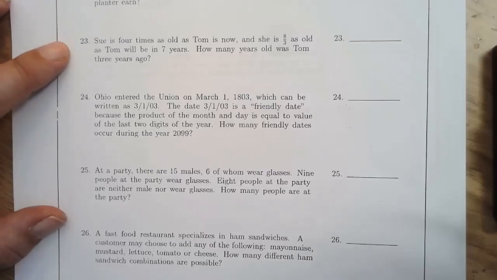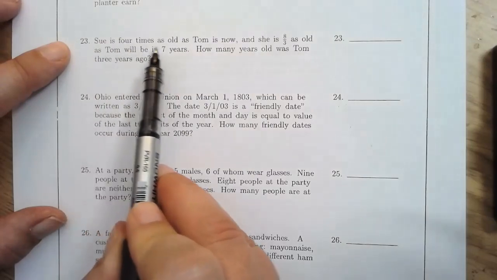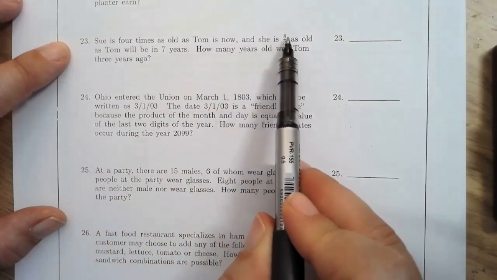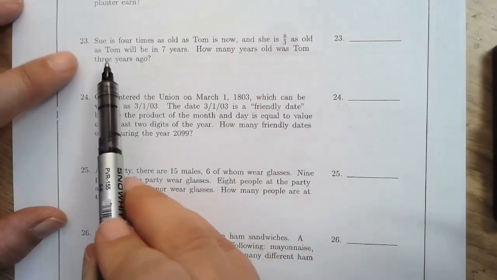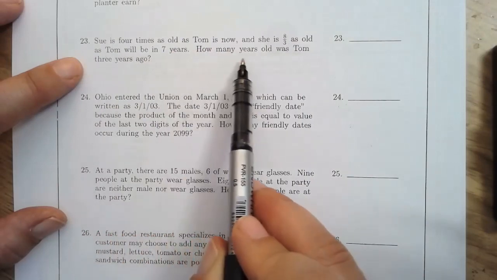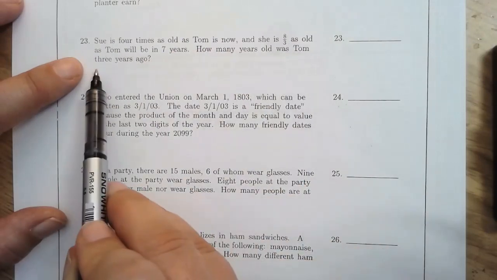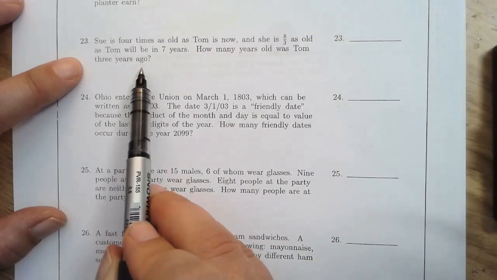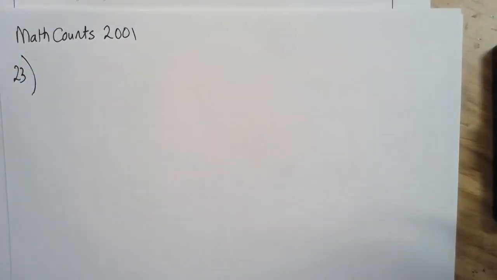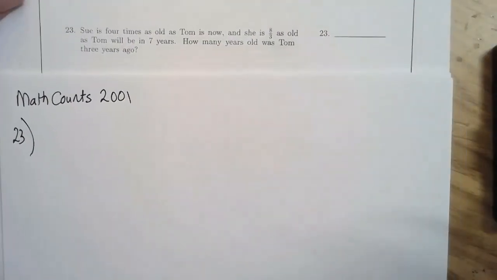Question 23. Sue is 4 times as old as Tom is now, and she is 8/3 as old as Tom will be in 7 years. How many years old was Tom 3 years ago? Lots going on in this question. Let's see if we can break it down. In fact, there's so much going on, I'm actually going to write that at the top of this piece of paper here.